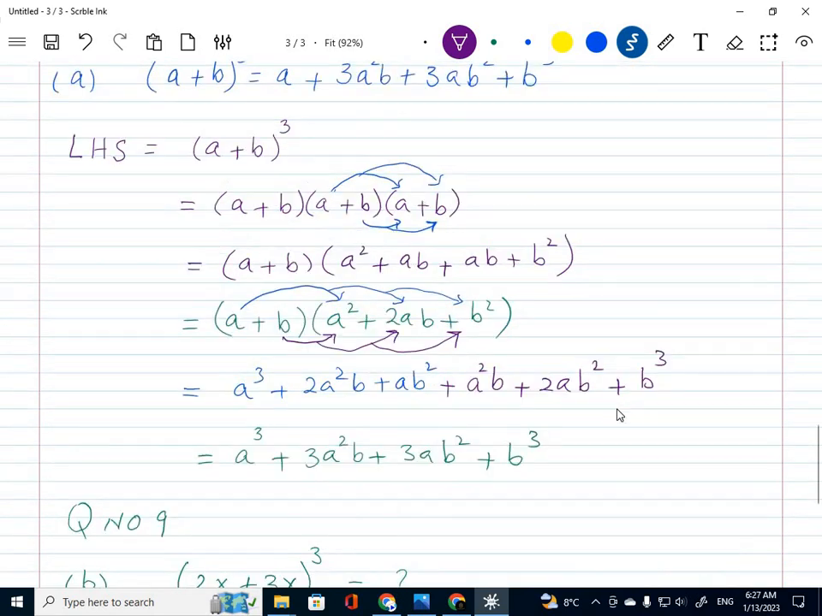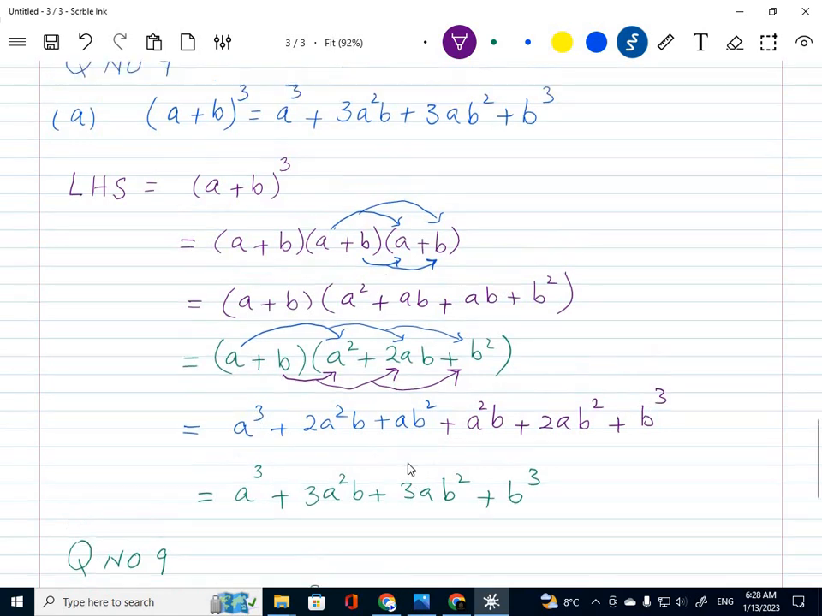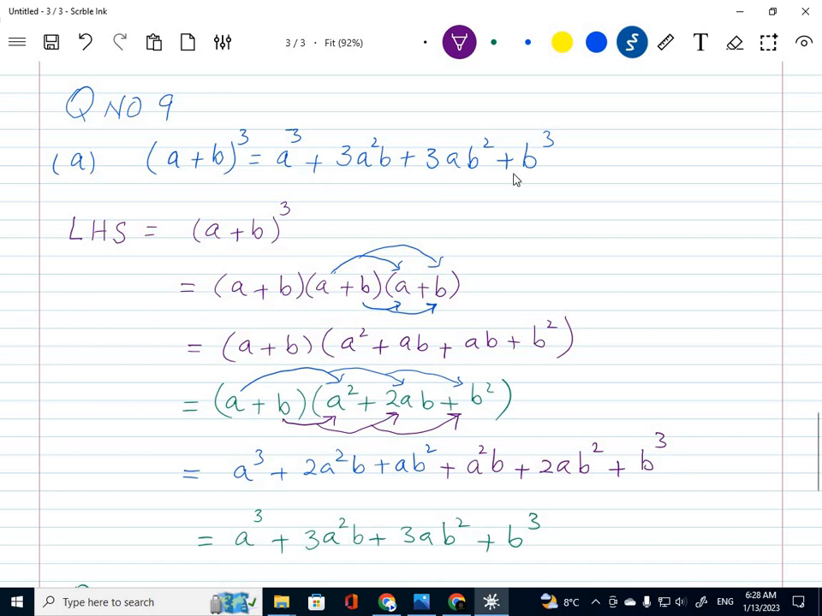Just arranging the terms, 2a square b and 1a square b becomes 3a square b, and 1ab square and 2ab square becomes 3ab square, and the first term is a cube and the last term is b cube. So this is what we wanted to get. This is the result, the same result we have proved.